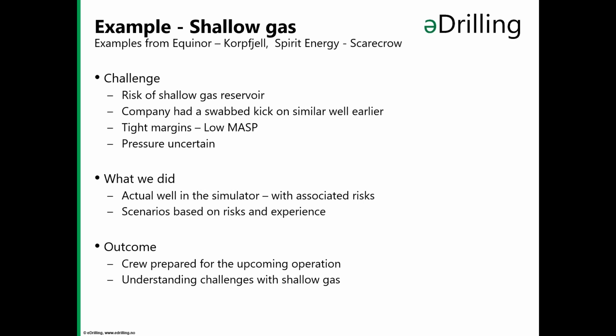One of the companies had a swab kick in a similar well earlier, leading to a major well control incident. You also have, in both these cases, tight margins with a very low MASP. This means that there is a high potential for something going wrong, and a question of whether it's possible to drill the well at all. And again, the uncertainty of the pressure.